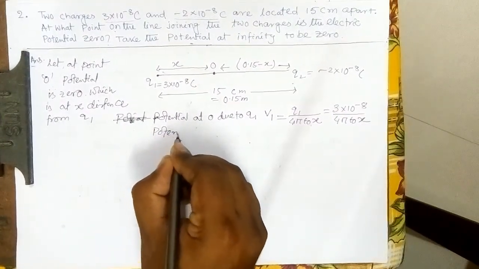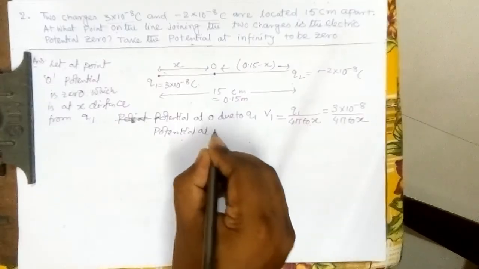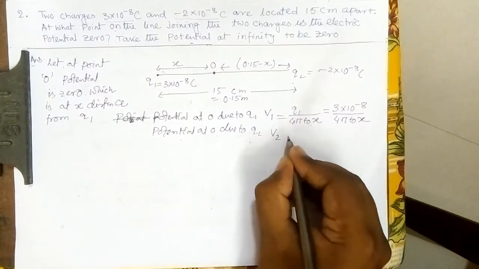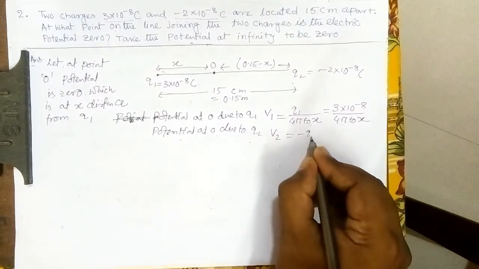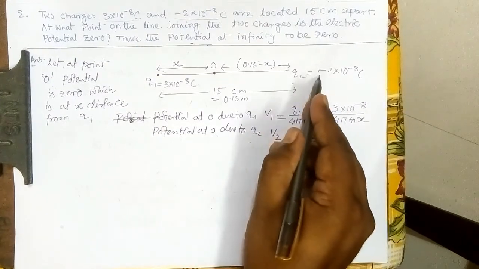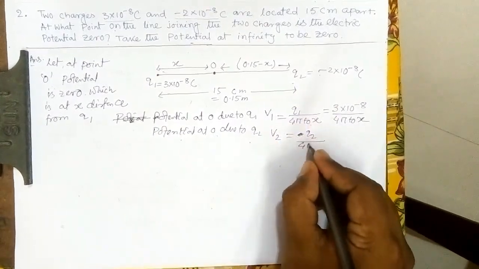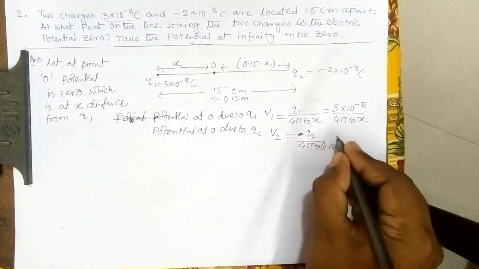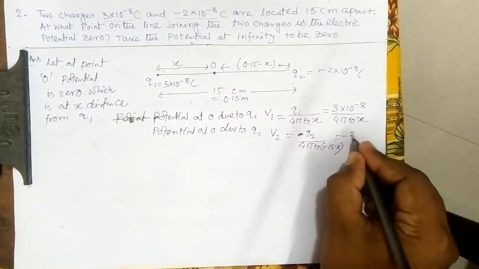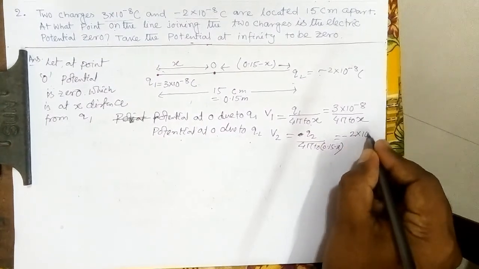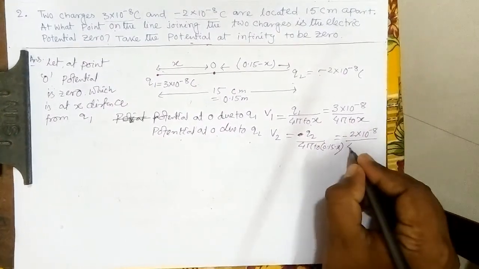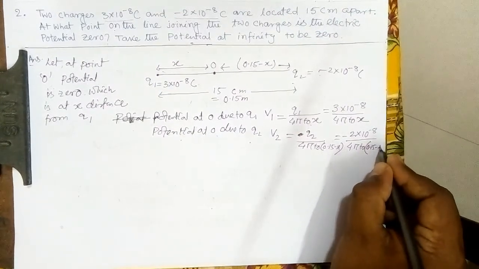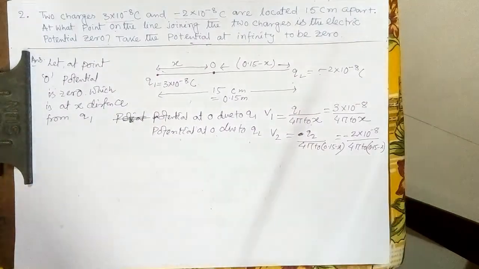Potential at O due to Q2 is V2. So V2 equals Q2 by 4 pi epsilon naught into 0.15 minus x, and since it is a minus charge, that is minus of 2 into 10 to the power minus 8 by 4 pi epsilon naught into 0.15 minus x. Okay, these two things are clear.